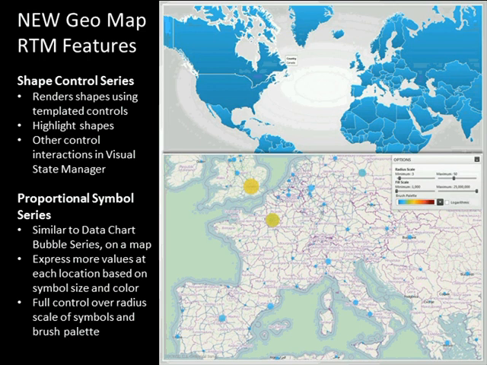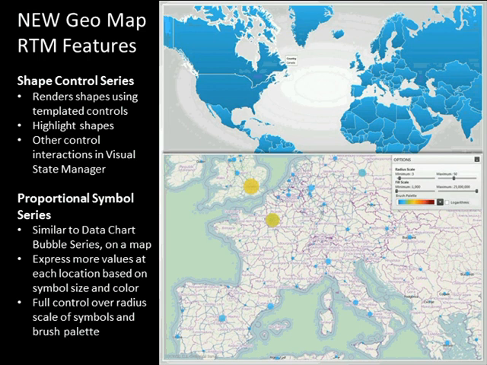The next feature inside of our Geo Map that is shipping as RTM is the shape control series, and I'll show it to you in action because this one definitely you need to see it live. Instead of just rendering shapes, the shapes are actually templated controls. And with these templated controls, you can create things like highlights, you can detect mouse movements, and then you can change colors, you can create an outline around them. So the cool thing is there are all sorts of interactions that are available via the Visual State Manager.